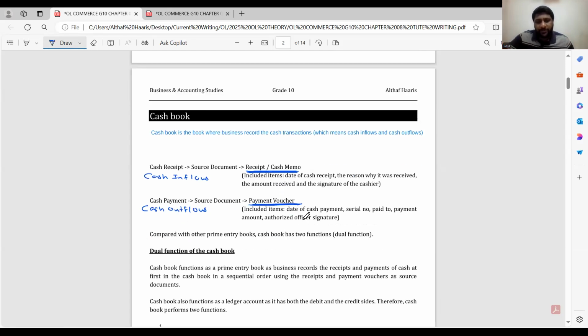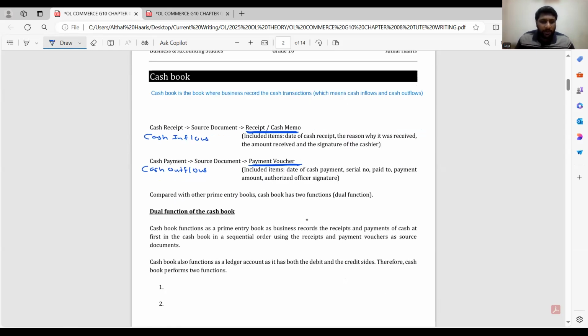Now let's move to the next one: the dual function. As I told you, the cash book, bank book and petty cash book are a little special. They do not have only one function, they have two functions. What are the two functions? Write down. First one.